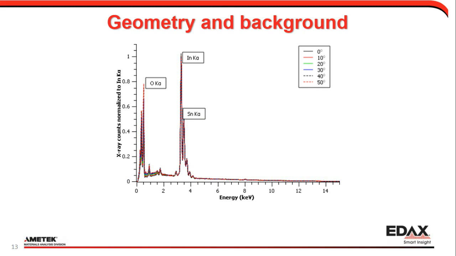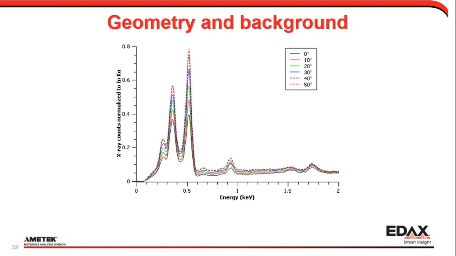This is an ITO sample, indium tin oxide. I tilted it between 0 and 50 degrees in various steps, and when you look at it zoomed out, you don't see much of a difference. But if we look at the detail of the low energy background, you can see here, as we tilt, the entire signal goes up. This is normalized to the high energy tin peak. You can see both the characteristic peaks and the background levels increase as we tilt the sample.